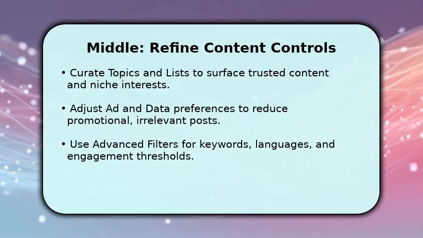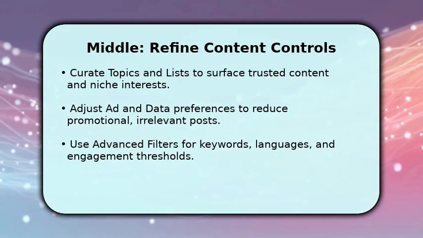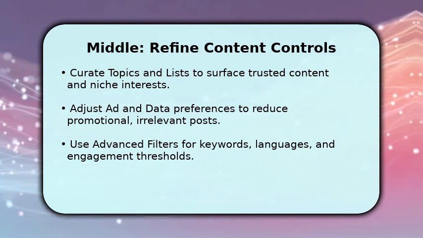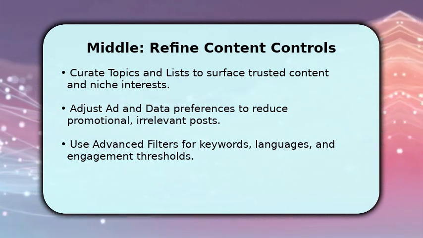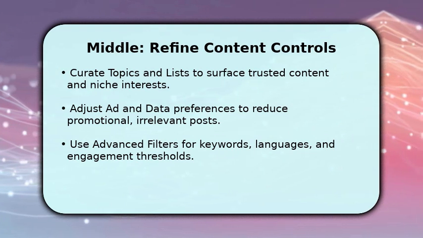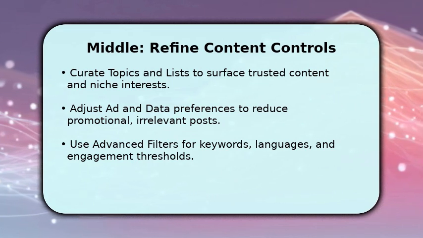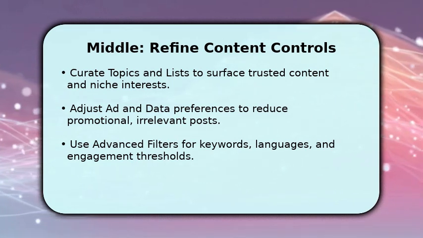Now refine the signal-to-noise ratio with deliberate curation. Create lists for trusted sources and add those accounts. View lists instead of the main timeline when you want focused content. Adjust topics to follow or mute specific trends, and open Ad/Data preferences to limit targeted promotions that clutter the feed.